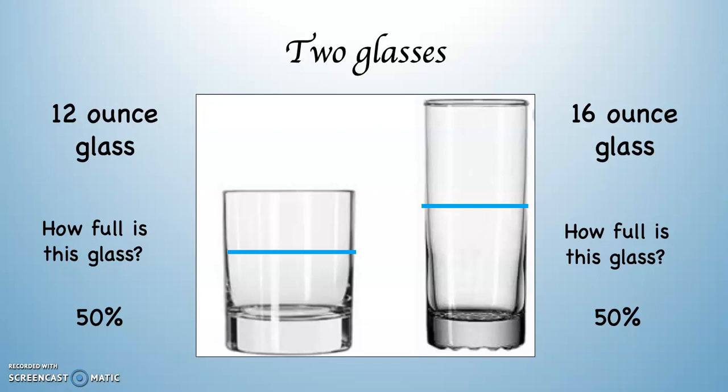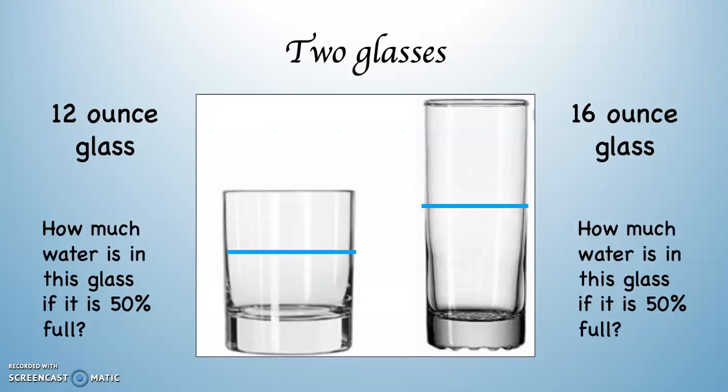Now check this out. If the glass on the left-hand side, the 12-ounce glass, is 50% full, how much water is in it? Go ahead and think about it. 6 ounces, very good, because 6 is half of 12. What about on the right-hand side, the 16-ounce glass? If that's 50% full, how much water does that have in it? And the answer is, of course, 8 ounces. If you can do that, you can do a lot of what we need to do.